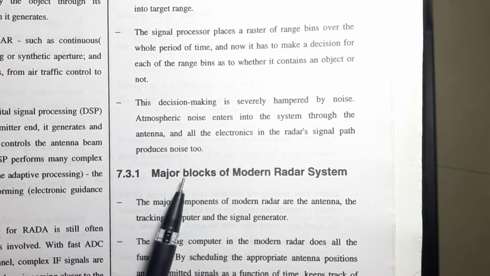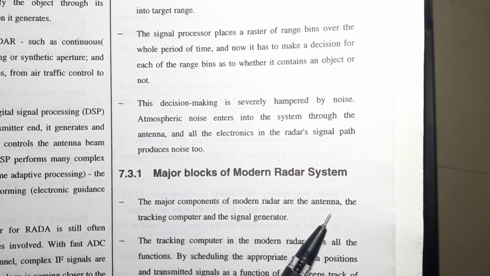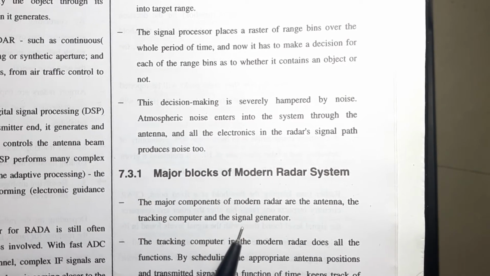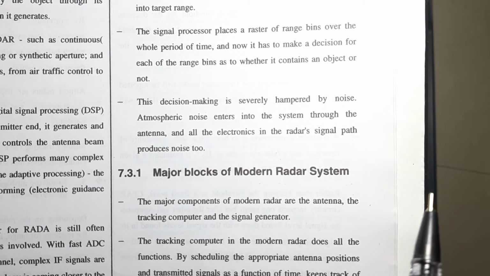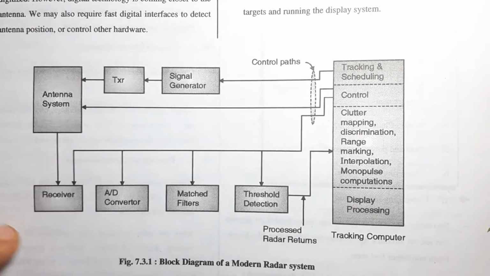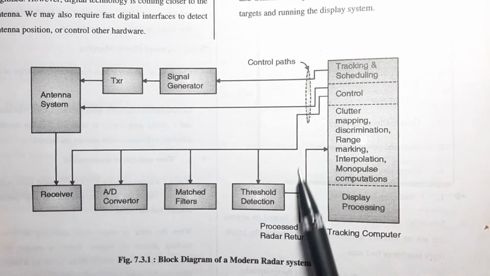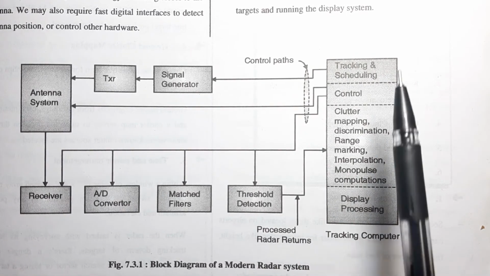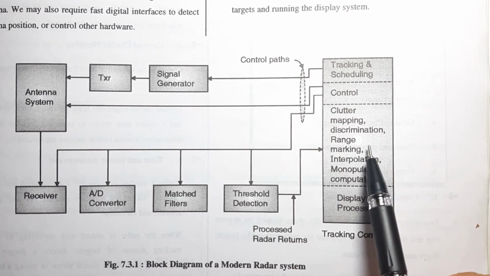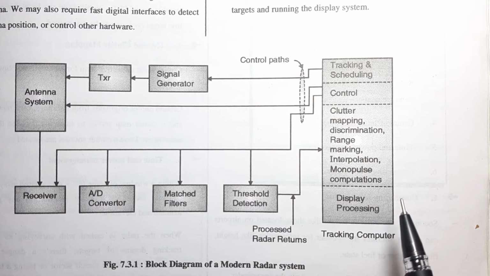Now, the major blocks of the modern radar system. The major components of the modern radar are the antenna, the tracking computer, and the signal generator. If you see the diagram here, this entire part is known as the tracking computer. It is responsible for tracking and scheduling, for control, for clutter mapping, discrimination, range marking, interpolation, and monopulse computation. Don't worry, we will be discussing everything in detail today.